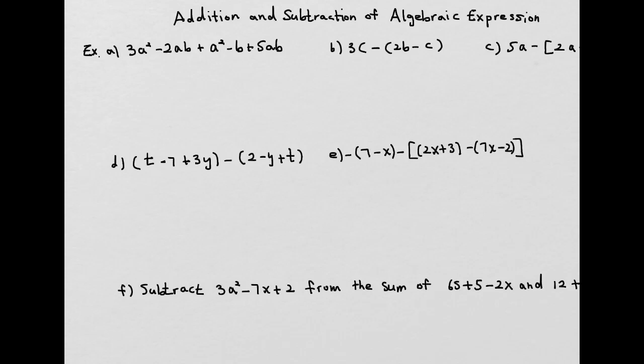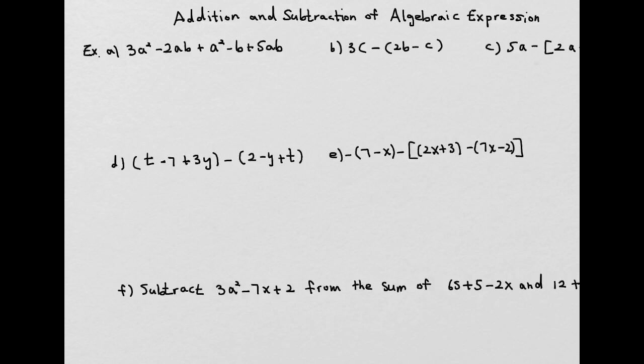In this section, we're going to look at addition and subtraction of algebraic expressions. The first example involves addition and subtraction, but remember from last section, when we're looking for like terms, I mentioned that in order to add and subtract, you have to have like terms. That applies here. So looking at the first problem, 3a squared minus 2ab plus a squared minus b plus 5ab, we need to locate the like terms first in order to add and subtract.